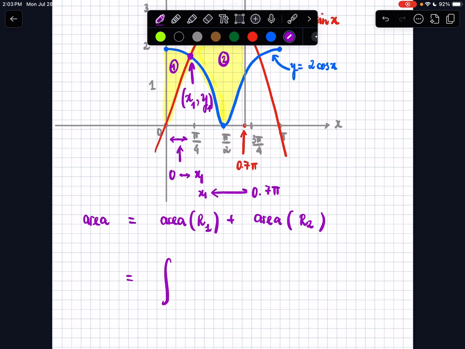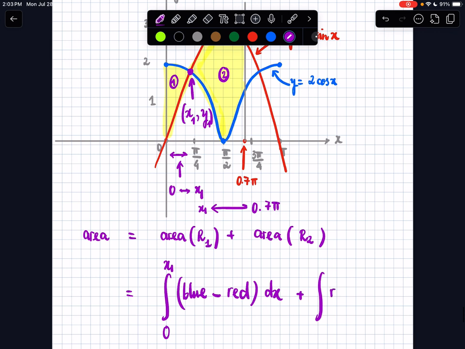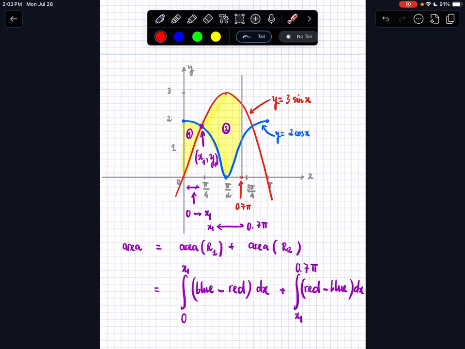So the first one would be the integral from 0 to x1 of the blue curve, which is above, minus the red curve below, dx, plus the area of region 2. So the red curve now is above, minus the blue curve below, dx, where x goes from x1 to 0.7 pi. The only thing we need to do now is compute this coordinate.